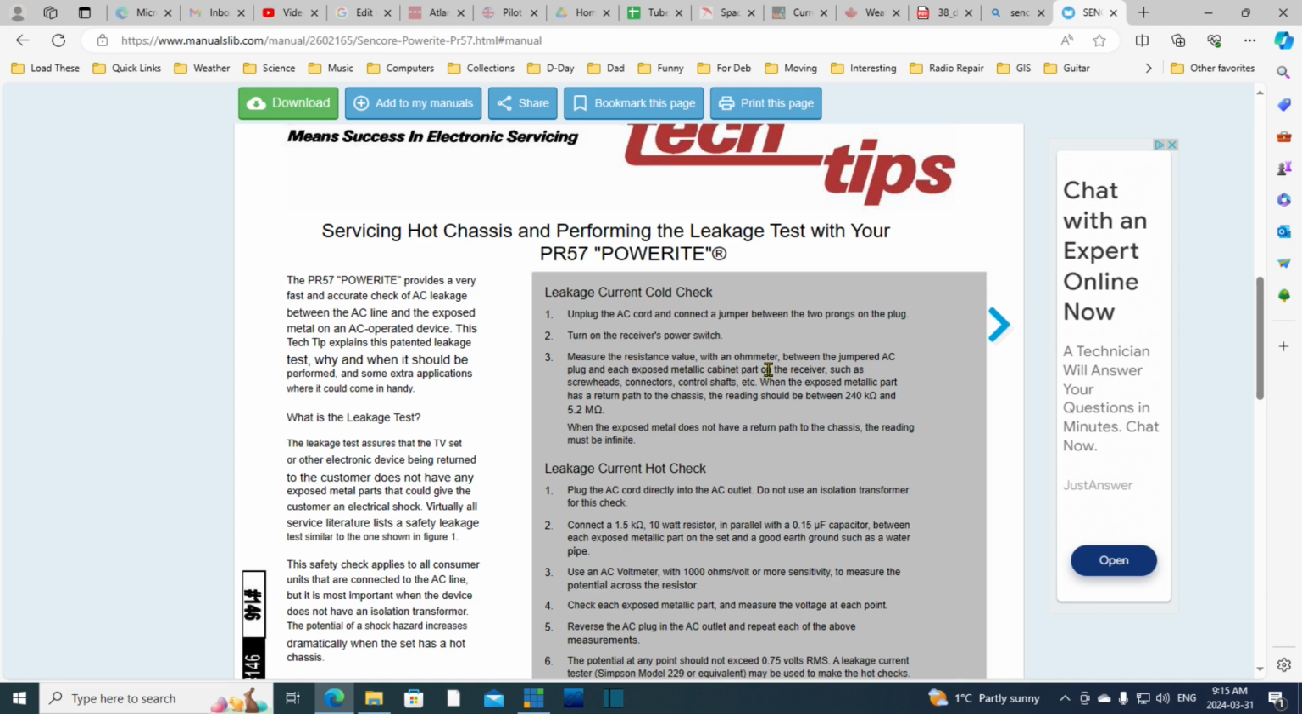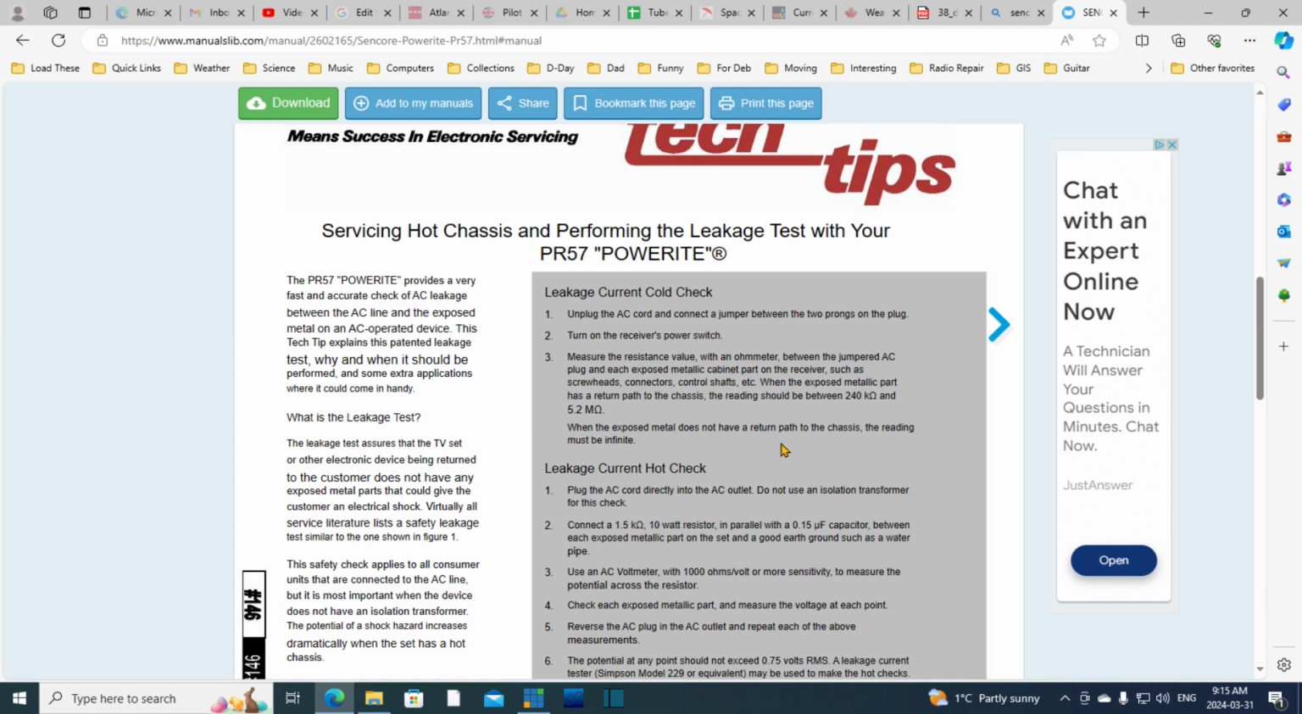Measure the resistance value with an ohm meter between the jumpered AC plug and each exposed metallic cabinet part on the receiver, such as screw heads, connectors, control shafts, etc. When the exposed metal part has a return path to the chassis, the reading should be between 240,000 ohms and 5.2 megohms. I know where the 240 comes from. That's the value of the kind of resistors you find paralleling the big capacitor. I think in here it's 220. Where they get the 5.2, I'm not sure. When the exposed metal does not have a return path to the chassis, the reading must be infinite.